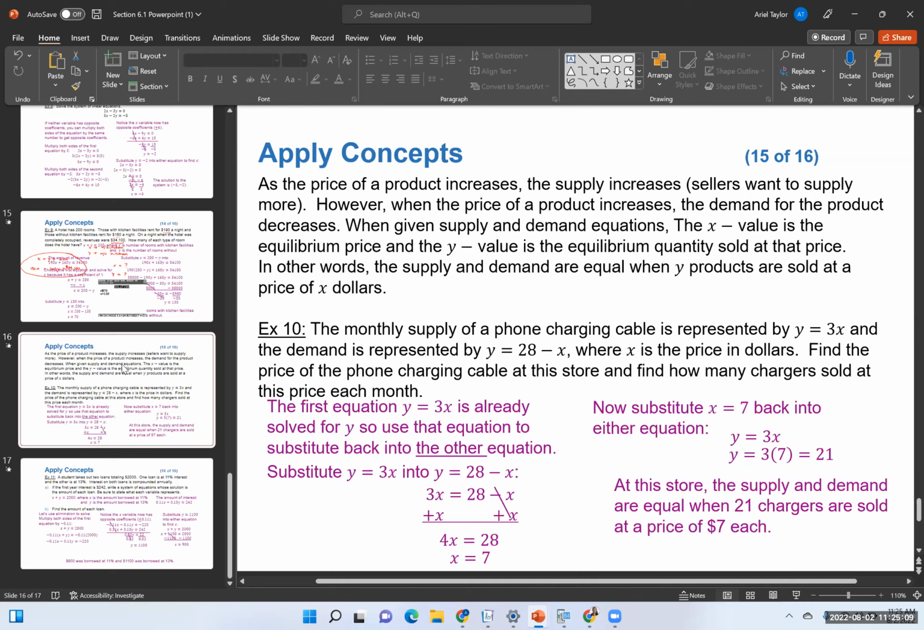When given a supply and demand equation, the X value is the equilibrium price and the Y value is the equilibrium quantity. So basically what is your break even? How many of these can I sell so that I sell everything, okay? So when the supply and demand are equal, the number of products that we make and the number of products that we sell are equivalent.